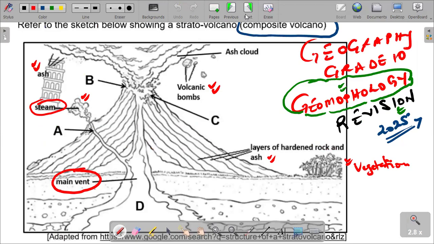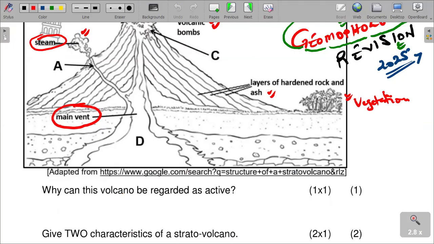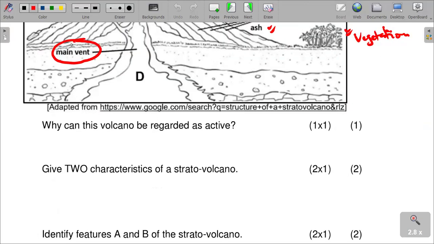So we have got the last condition here, which is the stratovolcano or composite volcano. We are given the stratovolcano or composite volcano here, which is shown on the diagram. Now the question is asking, why is this volcano being regarded as active? For us to say that the volcano is active, what is the reason? Which can cause a volcano to be active? It is because we have got action.